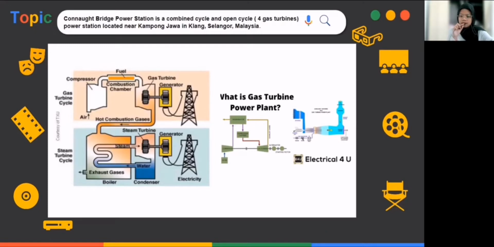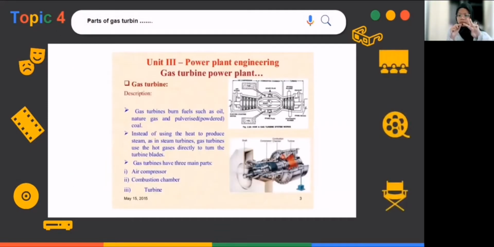So, what is a gas turbine system? A gas turbine is a combustion engine at the heart of a power plant that can convert natural gas or other liquid fuels to mechanical energy. This energy then drives a generator that produces the electrical energy that moves along power lines to homes and businesses. Turbines have 3 main parts, which are the air compressor, the combustion chamber, and lastly the turbine.